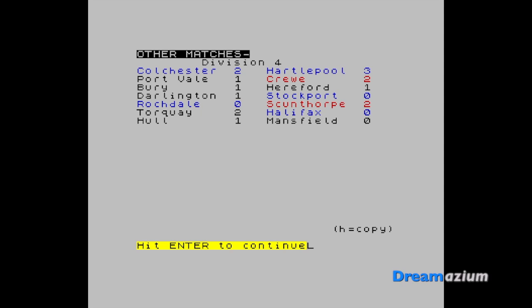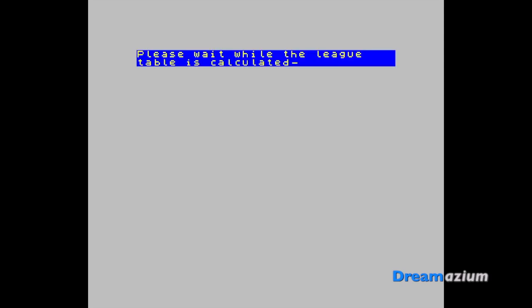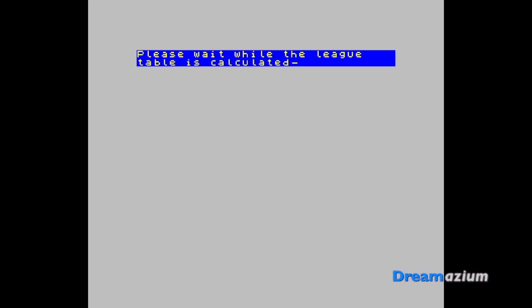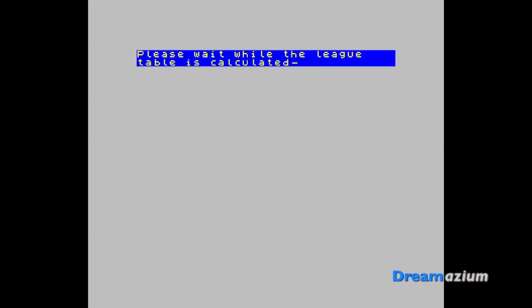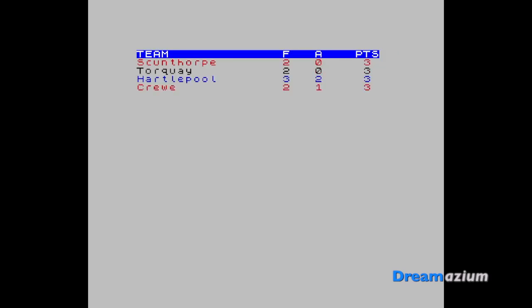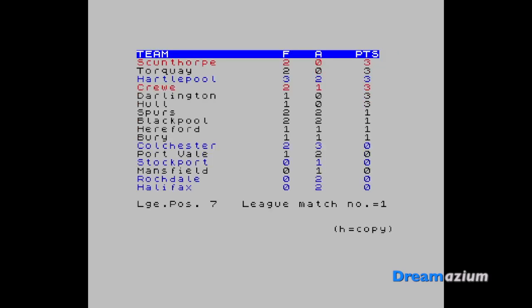It then gives us the rundown of the other matches, and at the beginning of the season, it doesn't really matter that much. Okay, so while this is happening, think about how a computer might order the teams based upon whether they won or not.